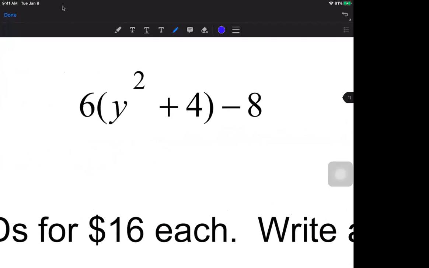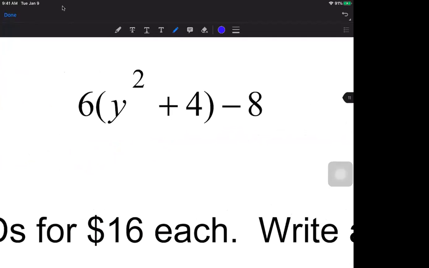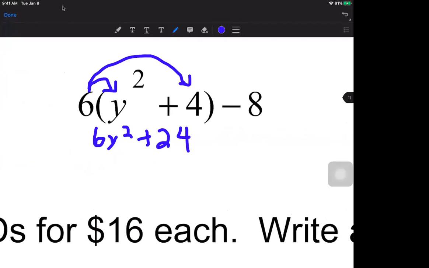The second problem we have is 6 times the quantity y squared plus 4 minus 8. So we're going to distribute the 6 through the quantity. We'll distribute it to the y squared, and we'll also distribute it to the 4. 6 times y squared is just going to give you 6y squared. 6 times 4 is 24. And that's as far as you distribute it, because it's just multiplied times the quantity.